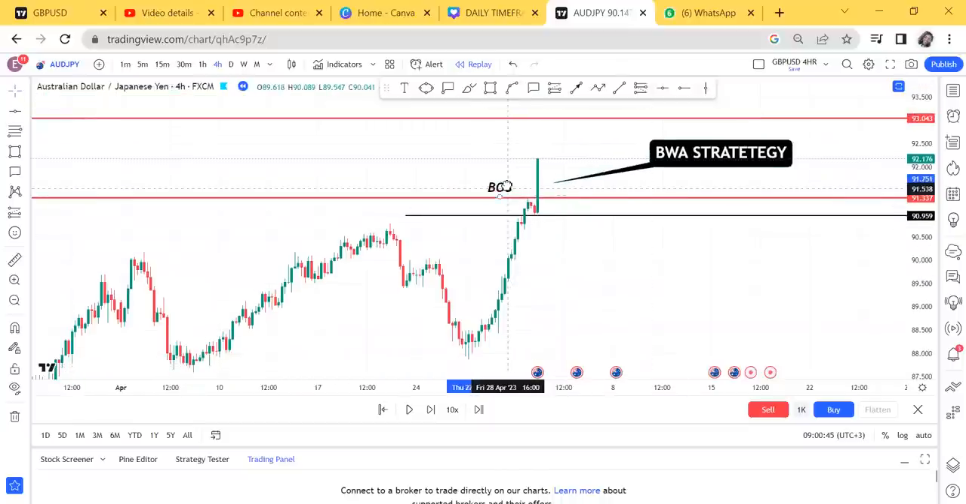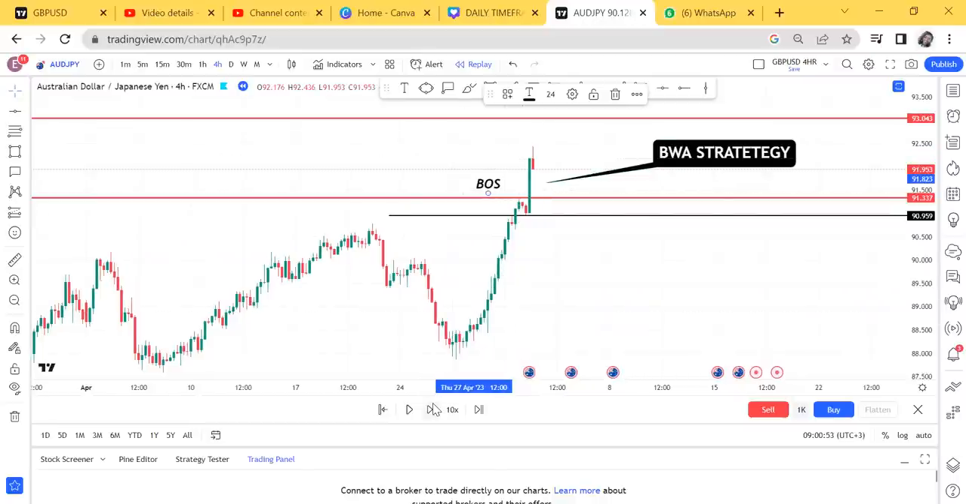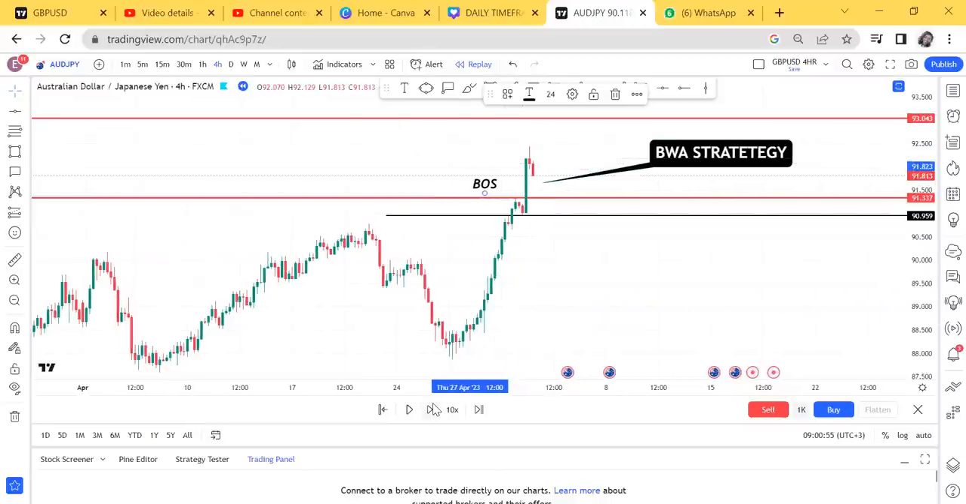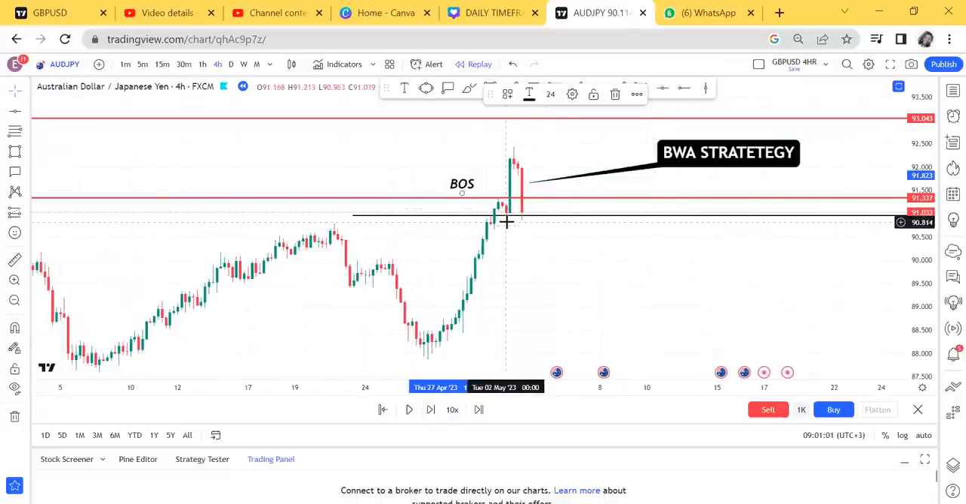So we need evidence that a resistance has been broken. Then we point out how we will approach this market. Once the market broke like that, we can see retracement is happening, and you can see that price has come back to our current support. So this is our current support. So how do we get in?